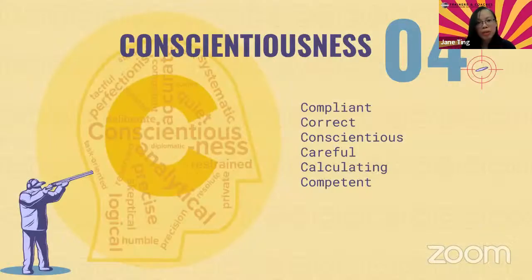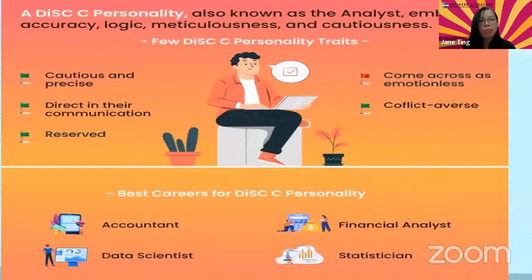Okay, the last one, conscientiousness. I always find this difficult to pronounce. A person that is correct, careful, calculating, and competent. This group of people are more toward data. They are more reserved. They like to work behind the scenes. At a certain level, they emphasize accuracy. They are direct in their communication. They're reserved, and they don't like conflict. That is personal. Compared to the I and S just now, where S is people-oriented, this is more toward a task-oriented group of people. But they don't want to deal so much with people.